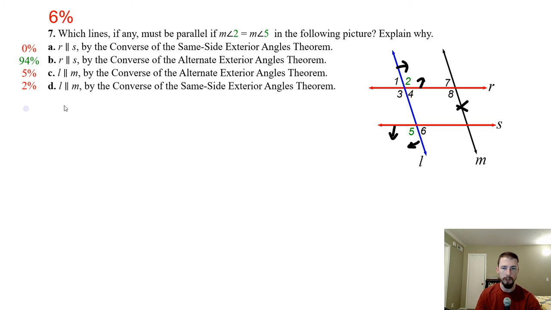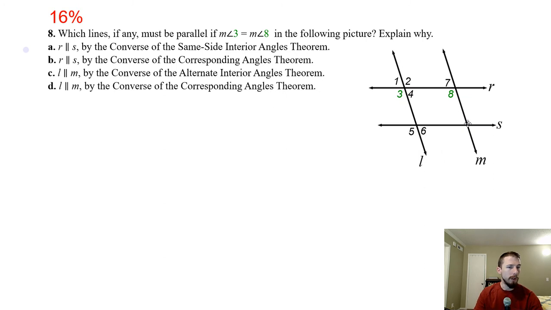So most of you guys got that right. On this one, you got the right alternate exterior angles, you just got the wrong lines. But again, these two angles don't touch M, so we have no idea what's going on between L and M. All right, number 8, which lines are parallel?